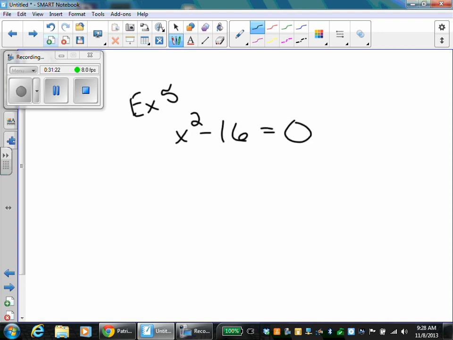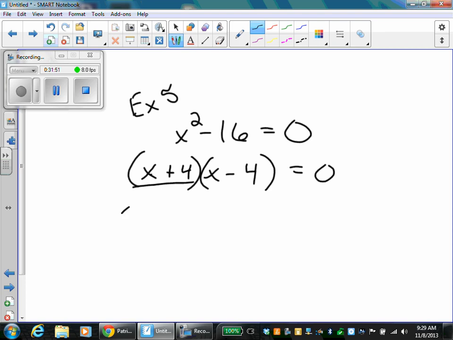And again, problems like this, to me, I can see it. What are my factors going to end up being? Negative 4 and positive 4. So what are my answers? 4 and negative 4. You with me? So when you factor, this is a difference of two squares. This is x times x. This is plus 4. This is minus 4. So what would make this part 0 if x were equal to negative 4? And this would become 0 if x were equal to positive 4.